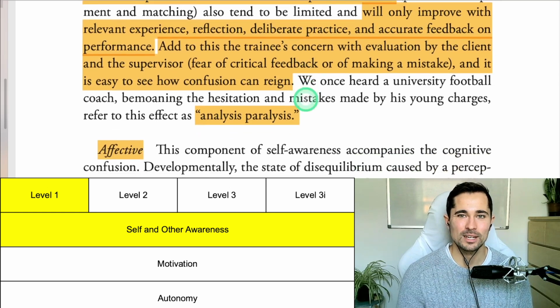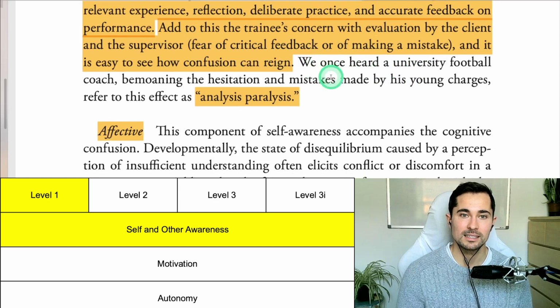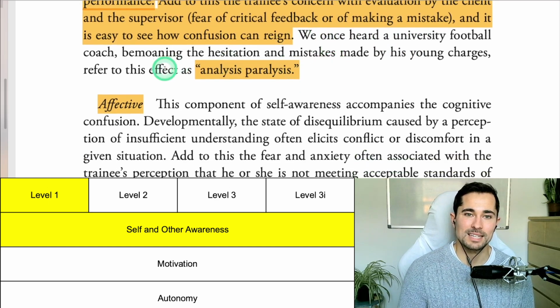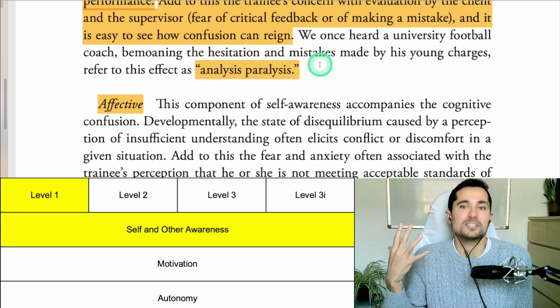Add to this the trainee's concern with evaluation by the client and the supervisor. So fear of critical feedback or fear of making mistakes, and it's easy to see how confusion can reign. Sometimes this is termed analysis paralysis. I'm so self-conscious that I can't do anything.